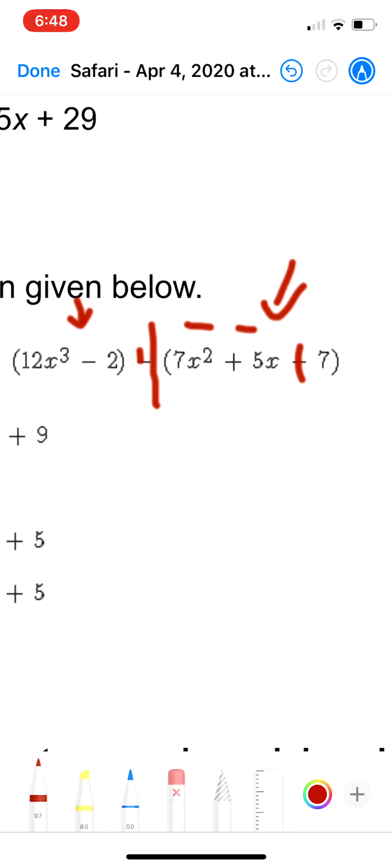Okay. Once I've changed all of my signs, or distributed by -1, I'm going to change this minus sign to a plus. Because as soon as you change your signs, there's no difference between this problem and the one that we just did above. Okay? What I'm going to do is write my 12x to the third minus 2. Okay?